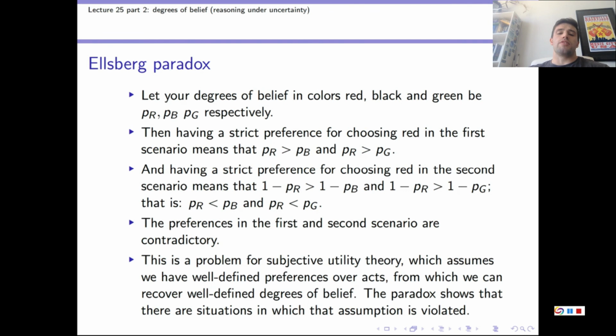So this is a problem for subjective expected utility theory, because it contradicts the basic assumption that the individuals involved have well-defined preferences over acts, from which we can then go and calculate a well-defined degree of belief. The paradox shows that we might have preferences from which we recover contradictory degrees of belief. Now this has led to much literature trying to analyse what's gone wrong here. That's beyond the scope of this course, so we're going to leave this issue here by concluding that decision-making processes and the theories we use to model them are not a straightforward affair all of the time.